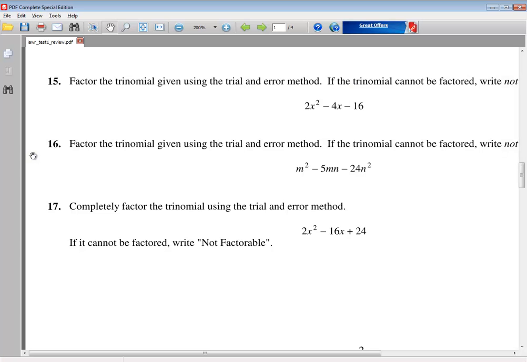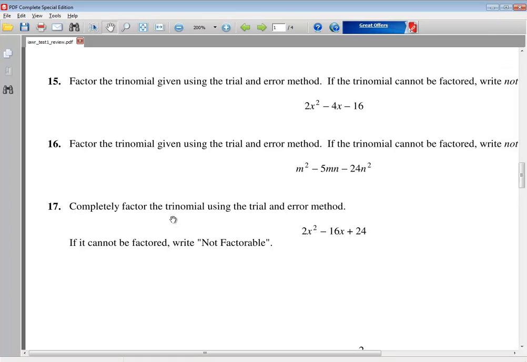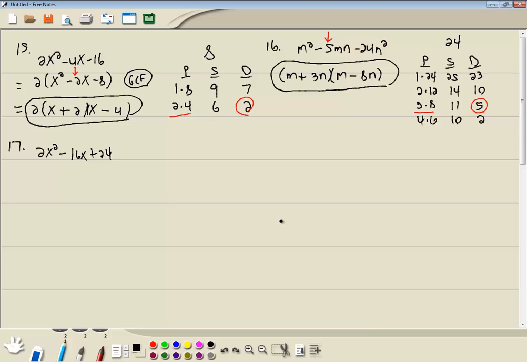Okay, number 17: 2x squared minus 16x plus 24. And I completed the factoring instructions there. Okay, ignore all those instructions, just factor. First thing I notice is they all have a 2 in common, so it's got a GCF. So I'll factor a 2 out, and that gives us x squared minus 8x plus 12.